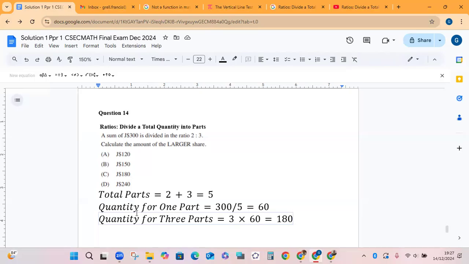So the larger part is 3. The quantity for 3 parts is 180. So therefore, the answer is C.